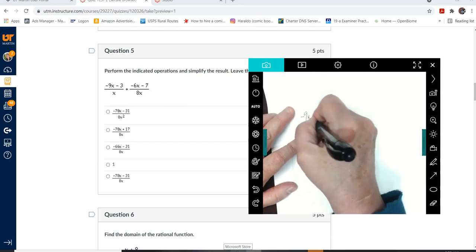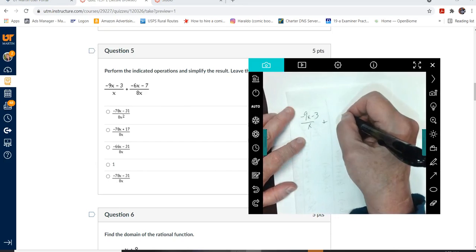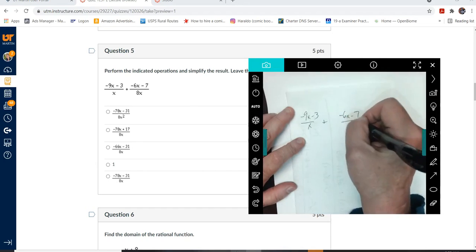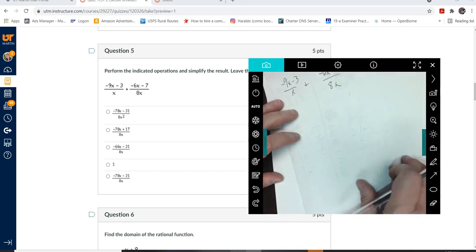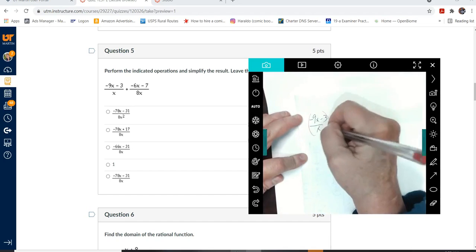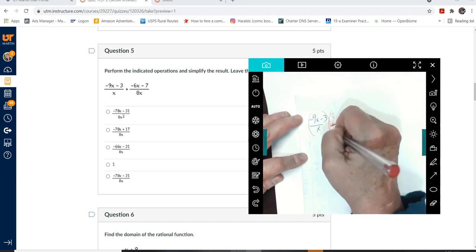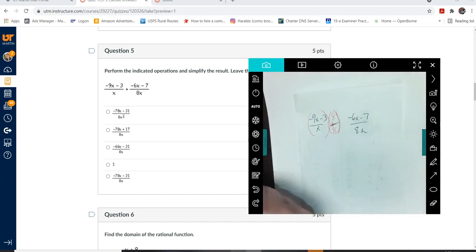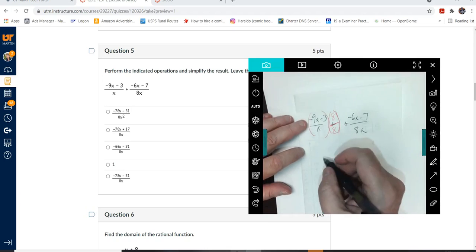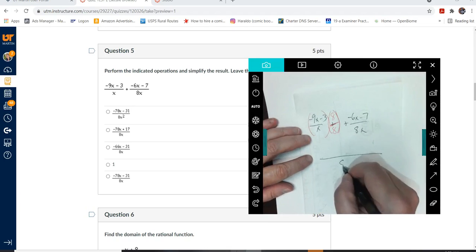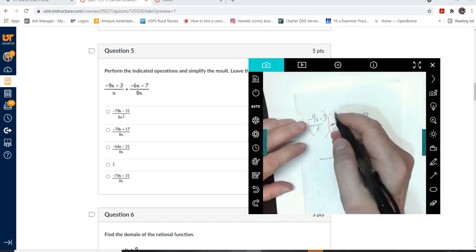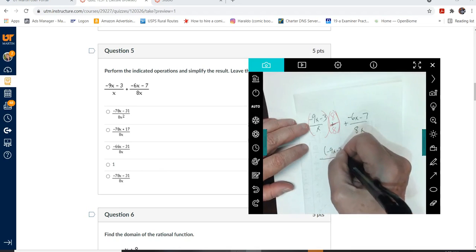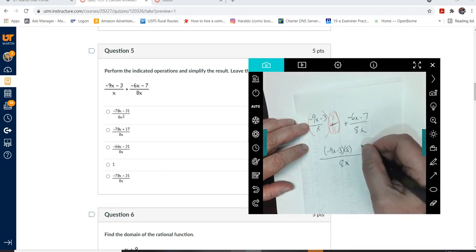Negative 9x minus 3 over x plus negative 6x minus 7 over 8x. So what I'm going to have to do is multiply this one top and bottom by 8. And so I'll get 8x now in both denominators so I can put them together. And plus negative 6x minus 7.